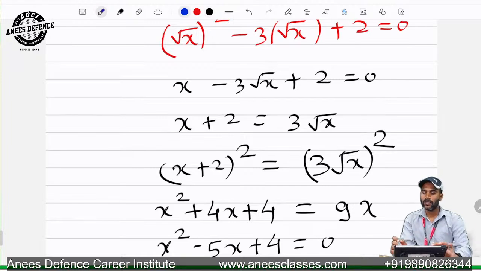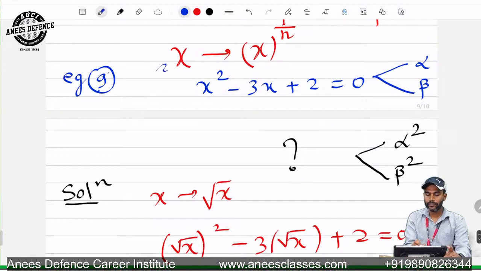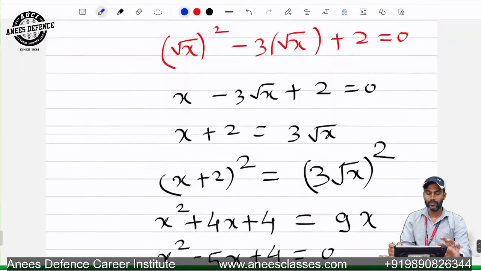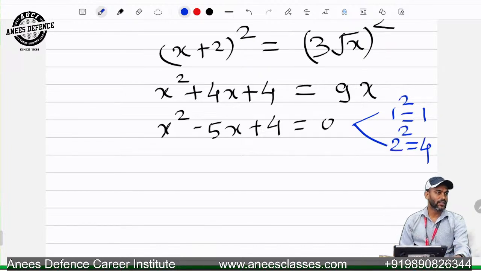Now let us check whether our answer is correct or not. See, very easy. What is alpha here? 1 and 2. Again, this is another famous equation. Roots are 1 and 2. What is 1 square and 2 square? 1 and 4. So the equation of this would be: sum is 1 plus 4 is 5 and product is 1 into 4 is 4. Understood? So remember it.